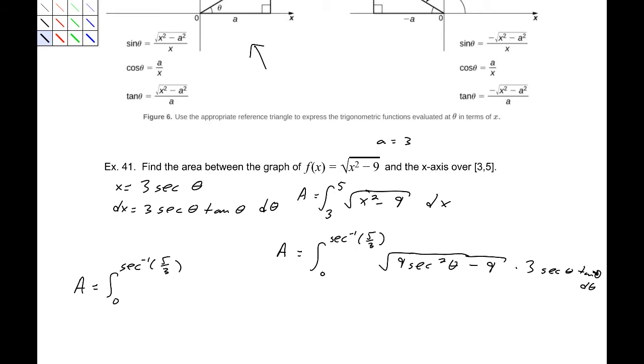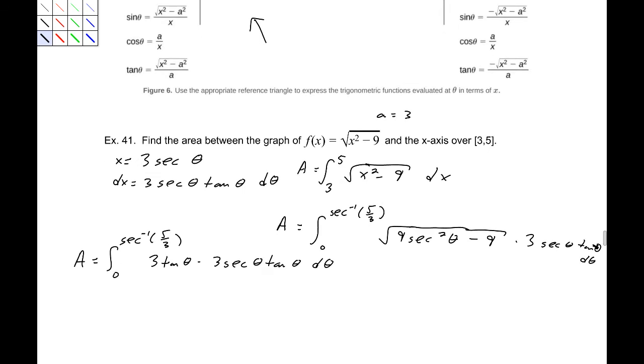3, and then that is going to become a tangent. So 3 tangent theta times 3 secant theta tangent theta d theta. Okay, so that's the integral from 0 to secant inverse 5/3 of 9 tangent squared theta secant theta d theta.